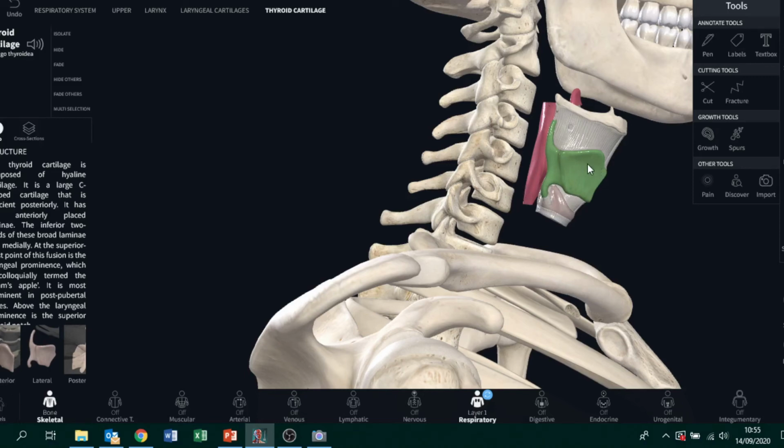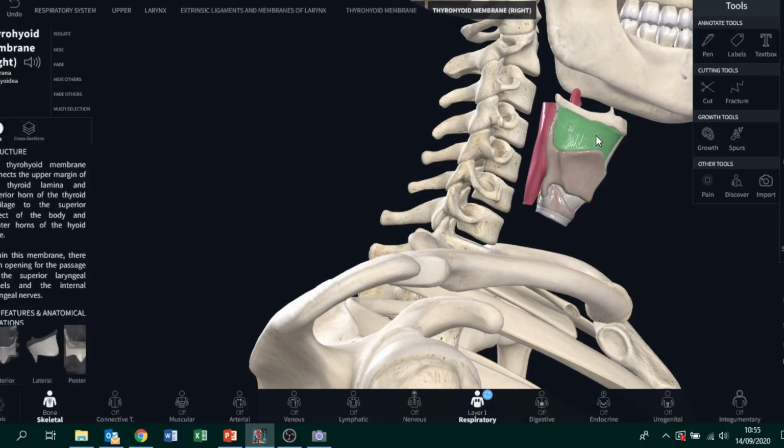Holding your thyroid cartilage to your hyoid bone above, we have a thyrohyoid membrane, which is this here. The thyrohyoid membrane has a little hole in it, and as I mentioned before, there's an internal laryngeal nerve which comes from the superior laryngeal nerve, and that's actually going to enter into the larynx through that little hole in the thyrohyoid membrane. And then it's going to supply sensory supply to the internal surface of your larynx above the level of your vocal folds.